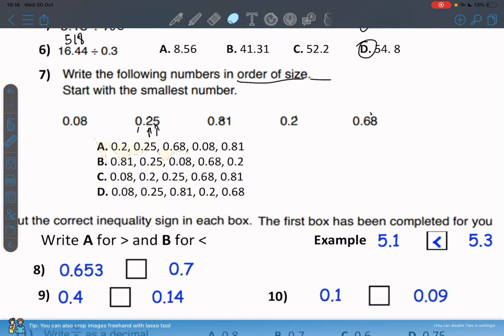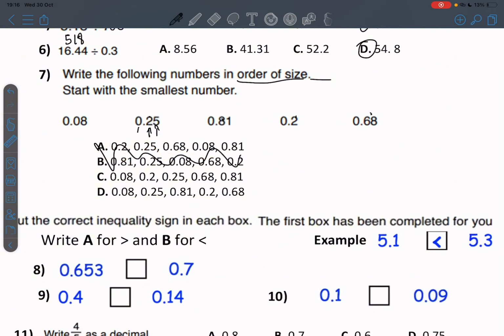So it can only be option C or D. What it should be next, it should be 2, so it shouldn't be either of these. And if you compare the third place, this has actually got a 0 here. So this one, place 3, right here, is smaller than place 3 on this number. So 0.2 is smaller than 0.25, meaning this is going to be the right option, because 0.2 is behind it. Option C.